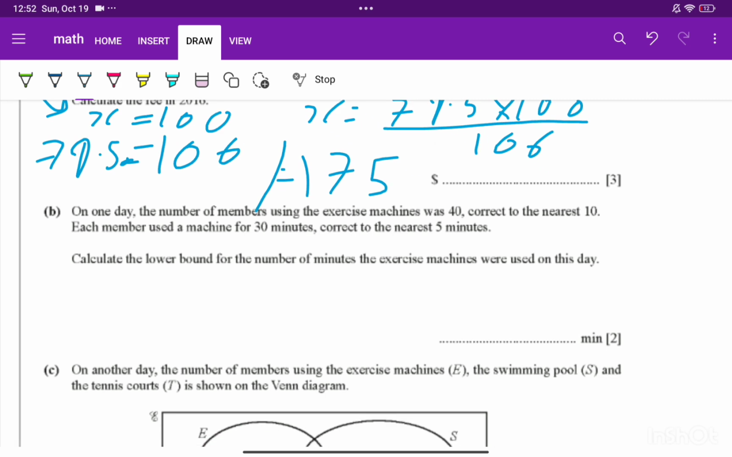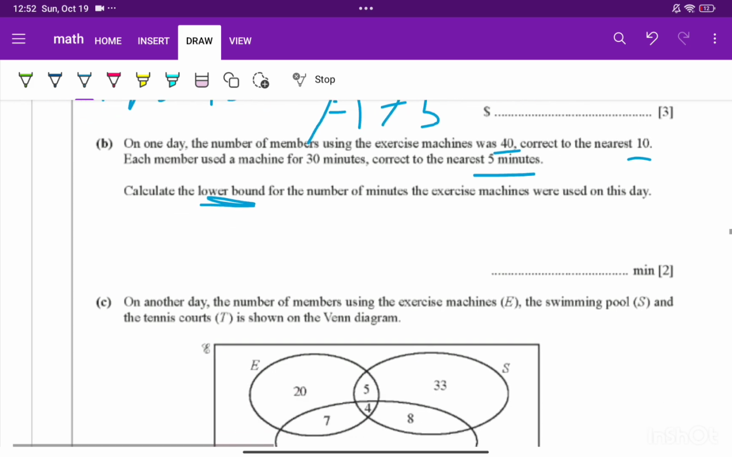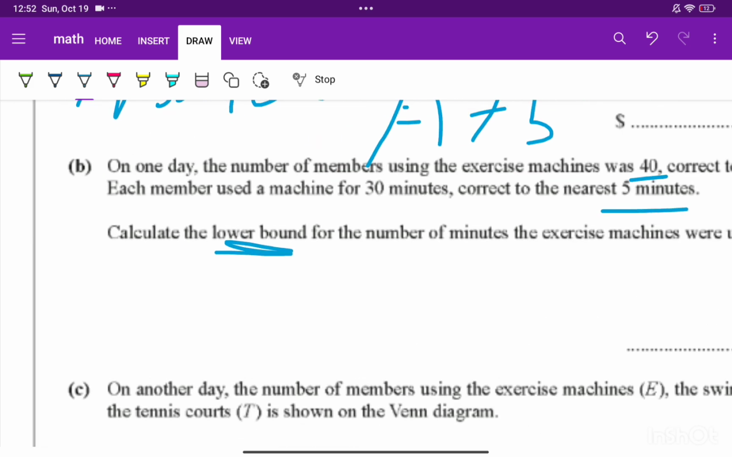On one day, the number of members using the exercise machine was 50, correct to nearest 10. Each member used a machine for 30 minutes, correct to nearest 5 minutes. Calculate the lower bound for the number of minutes the exercise machine was used on this day. Okay, so 40. So upper bound, lower bound.